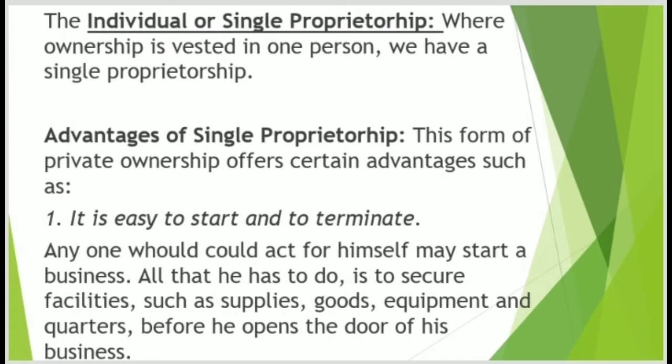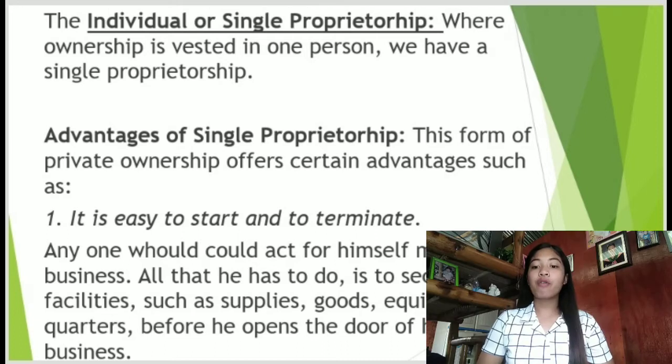The individual or single proprietorship. Where ownership is vested in one person, we have a single proprietorship. This type of ownership is compact, necessitates little in the way of cash, and may be easily formed by one person. The sole proprietorship or individual enterprise is the earliest type of ownership that is currently understood.